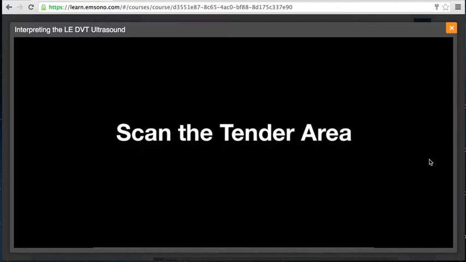Also advocate that you scan the tender area, since frequently you will find the answer. Not uncommonly do we find calf or gastrocnemius muscle tears, ruptured Baker's cysts, as well as other pathology when we scan over the tender areas. So do your focused compression ultrasound exam and then scan over the tender area.